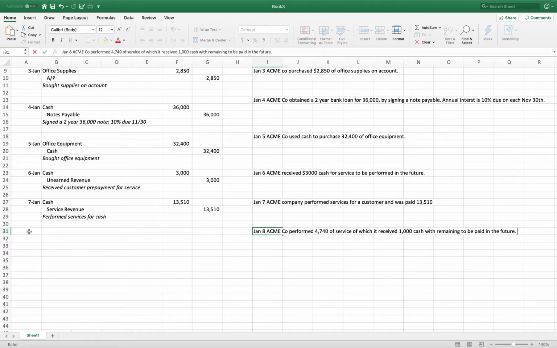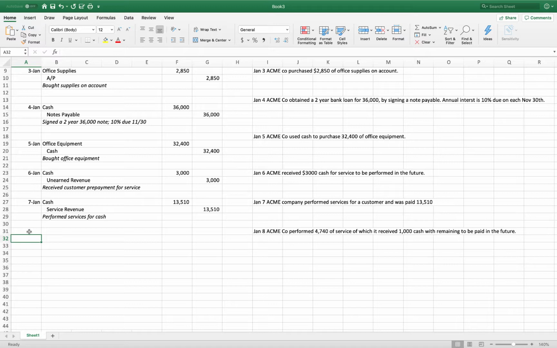Okay? So what's going on here? Well, I need to analyze the transaction, right? Looking at the accounting equation, assets equal liabilities plus owner's equity. Well, my equity's going up, specifically service revenue. Cash is going up. And we have another asset, accounts receivable, is going up. Okay? How do we know we have a receivable?